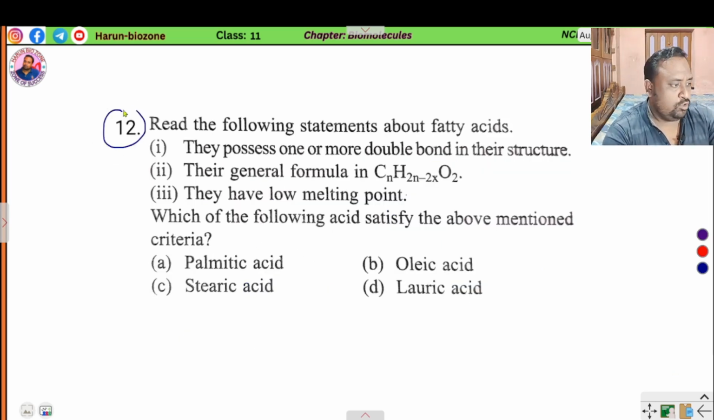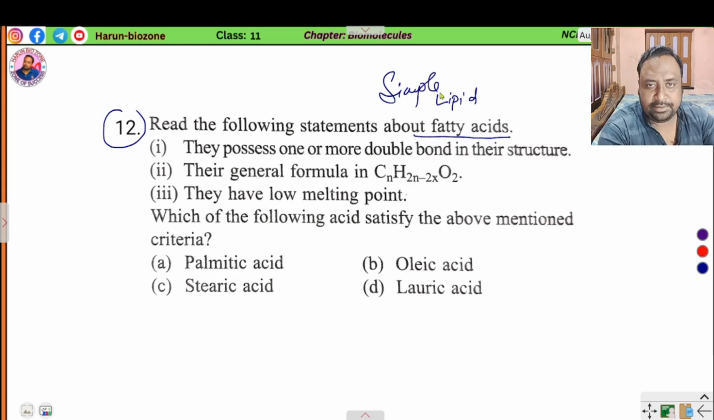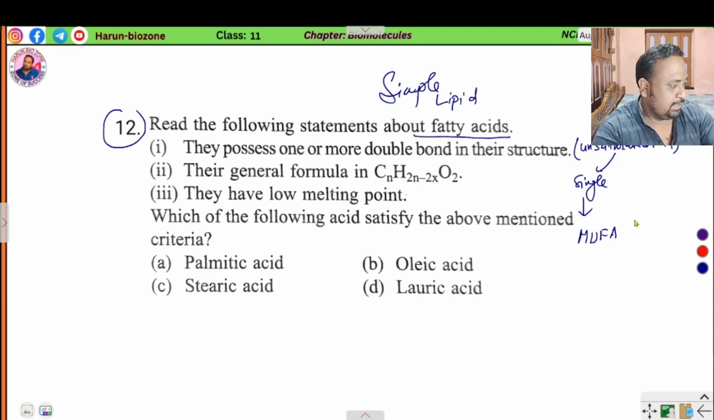Question number 12. Read the following statement about fatty acids. A fatty acid is one type of simple lipid. They possess one or more double bonds in their structure. Unsaturated means the fatty acid remains liquid at room temperature. If a single double bond is present, it is called MUFA, monounsaturated fatty acid.